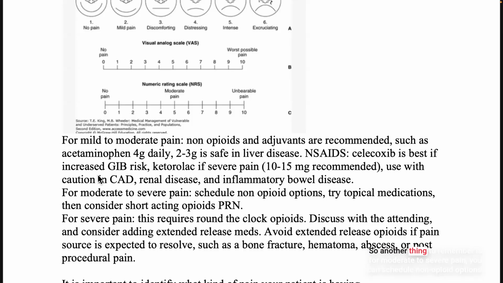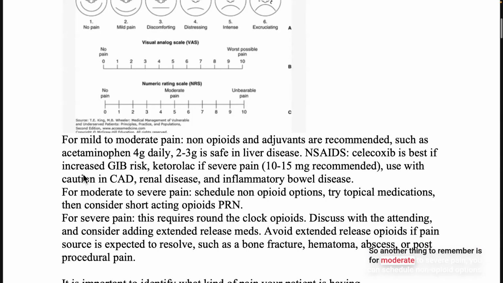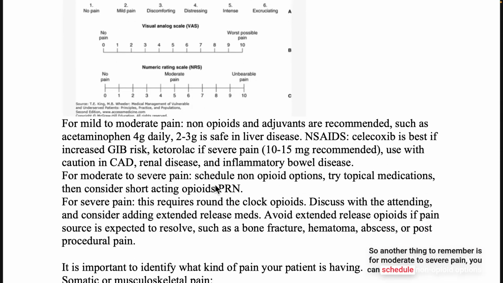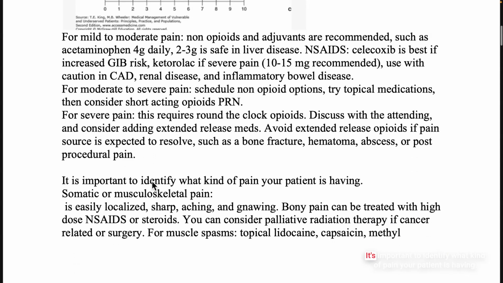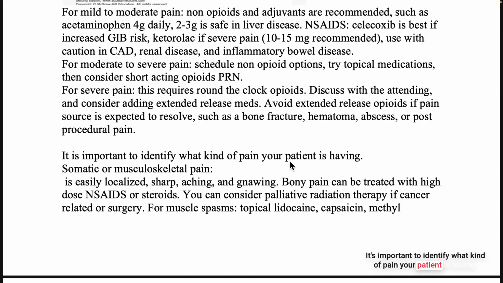So another thing to remember is for moderate to severe pain, you can schedule non-opioid options. You can try topical medications and then consider short-acting opioids as needed. For severe pain, this requires round-the-clock opioids. You can discuss this with the attending and consider adding extended release meds. You avoid extended release opioids if the pain source is expected to resolve, such as a bone fracture, hematoma, abscess, or post-procedural pain.